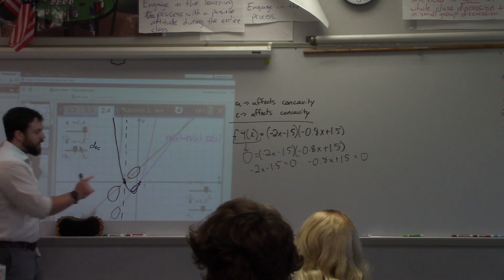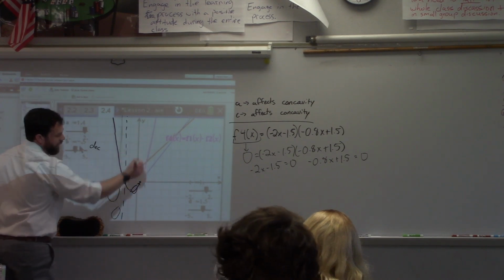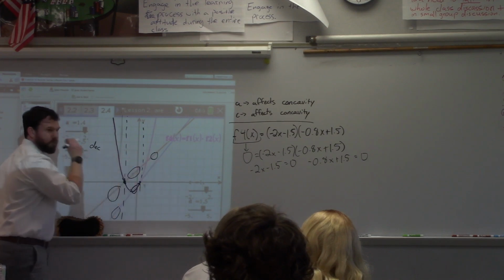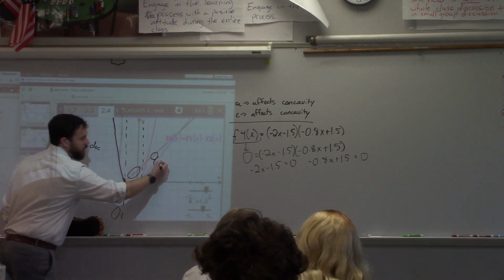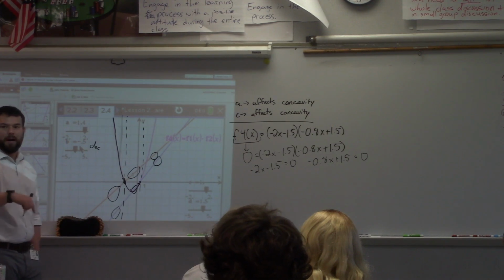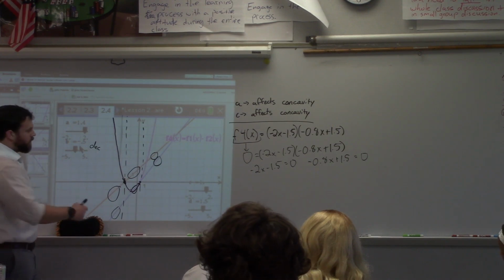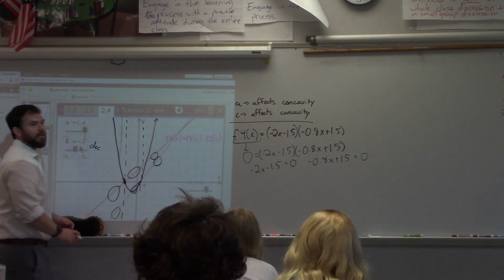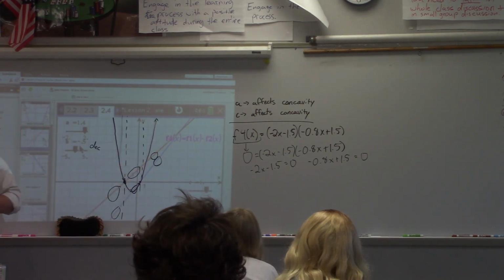So then I look at the 0 and I look to the right of that 0. Look at the factors. These values are what? Positive. And so what's a positive times a positive? A positive. Look at that parabola. What is it? Positive and increasing past there.